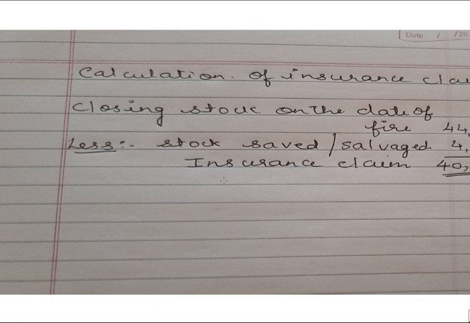So we will stop here, because the amount of how much amount we will receive from the insurance company, we cannot calculate because how much amount of insurance taken is not given in the problem. So here we will stop, that is the insurance claim of 40,000.